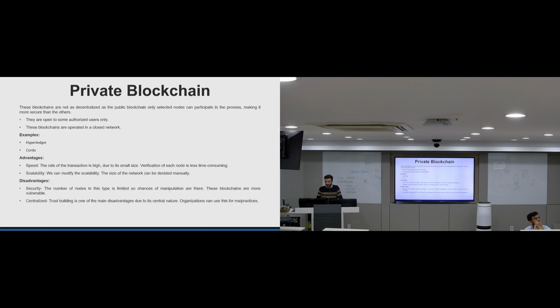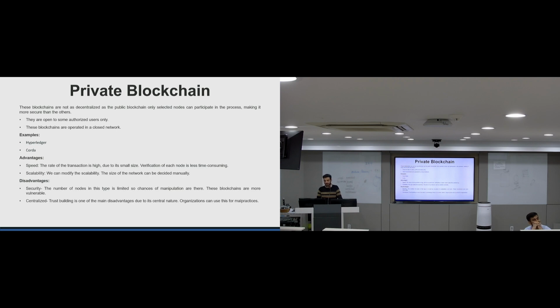Private blockchain. These blockchains are not as decentralized as the public blockchain. Only selected nodes can participate in the process, making it more secure than the others. They are open to some authorized users. These blockchains are operated in a closed network. Examples are Hyperledger Fabric and Corda.